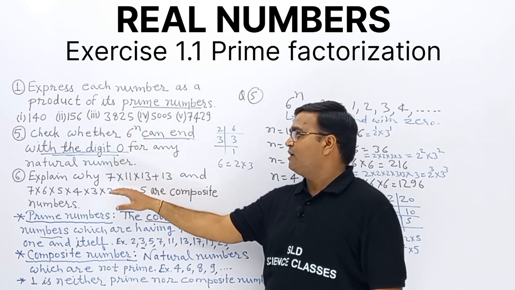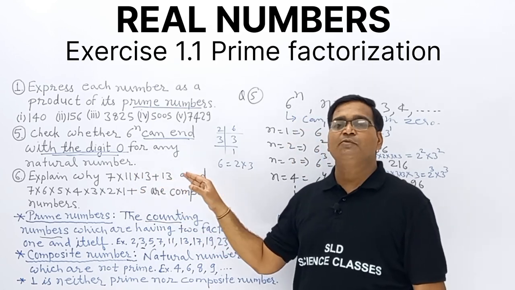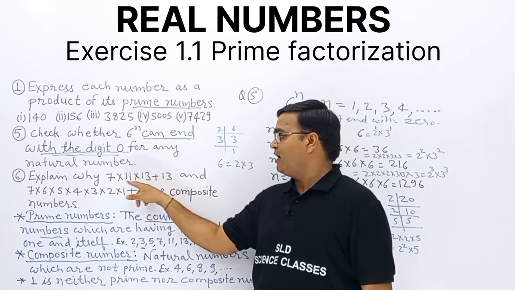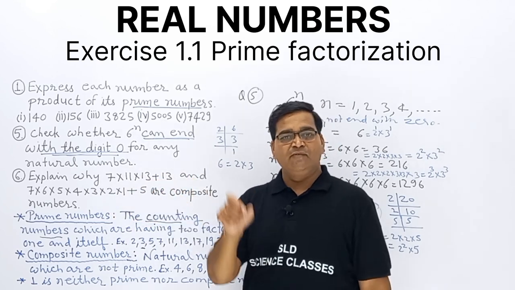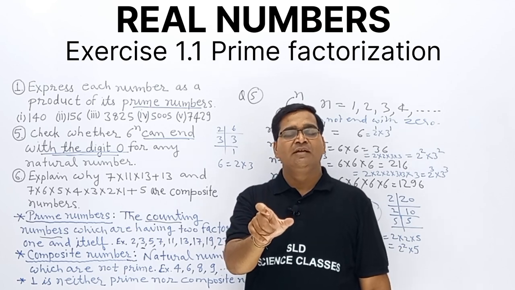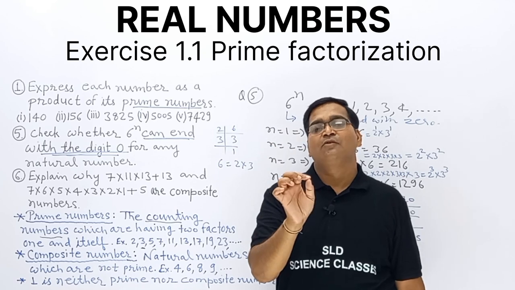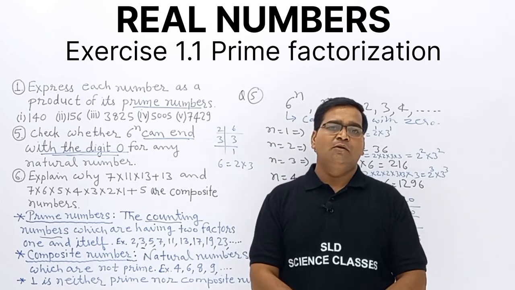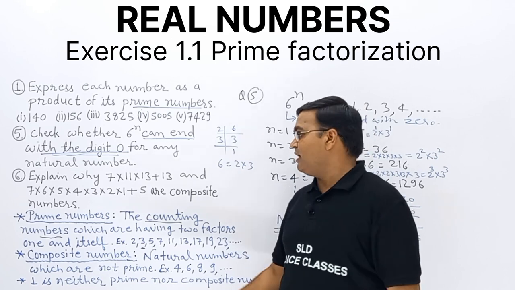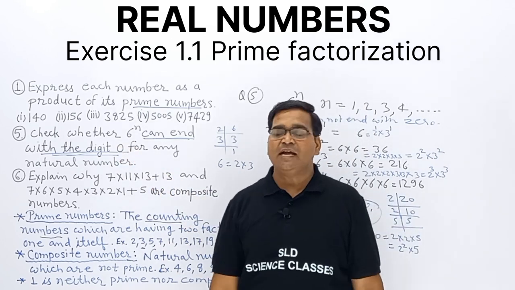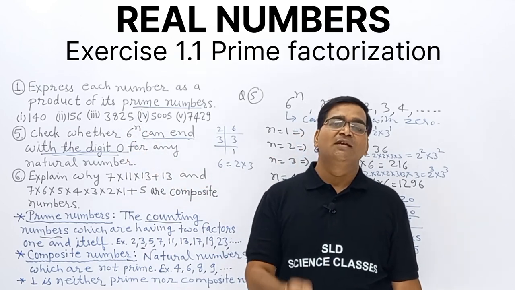In the next question, question number 7, a multiplication and addition series is given. First we use BODMAS and do the multiplication, then add the numbers. After solving, we get a number and then we find its prime factorization. If the number has more than 2 factors, then we can say it is a composite number. Clear?